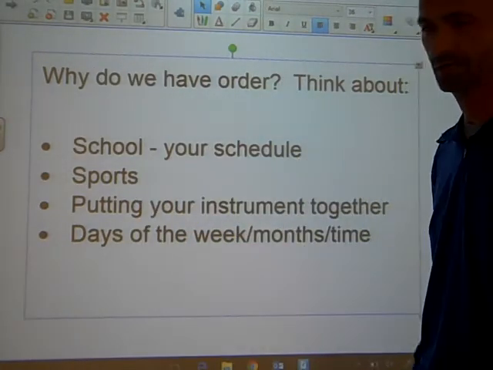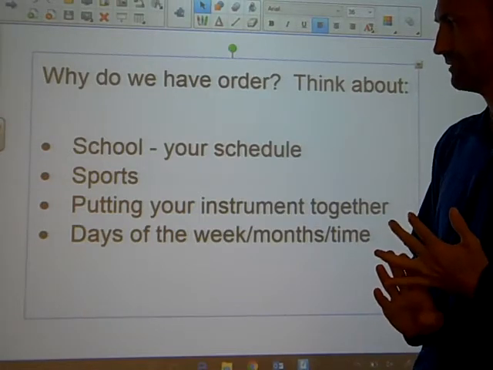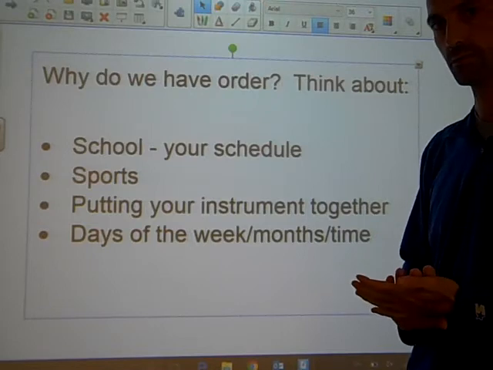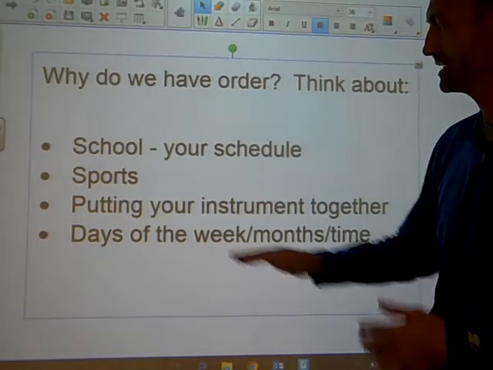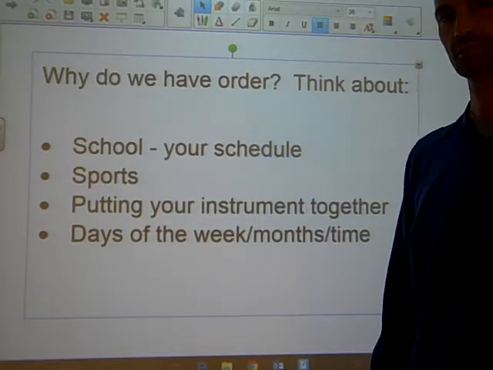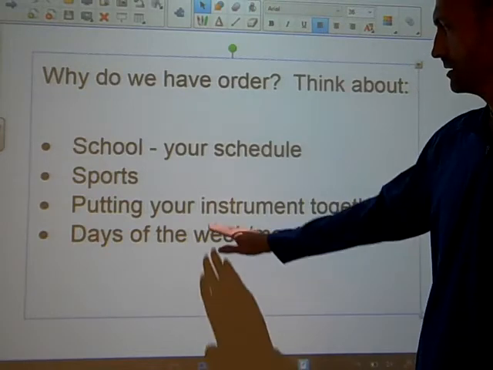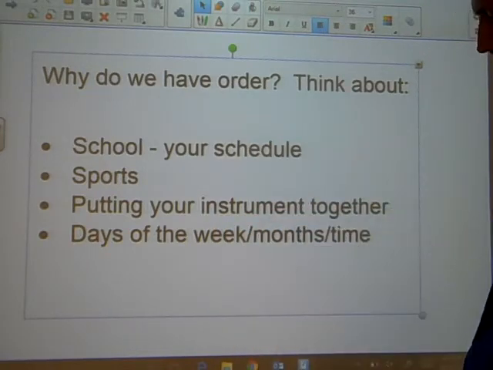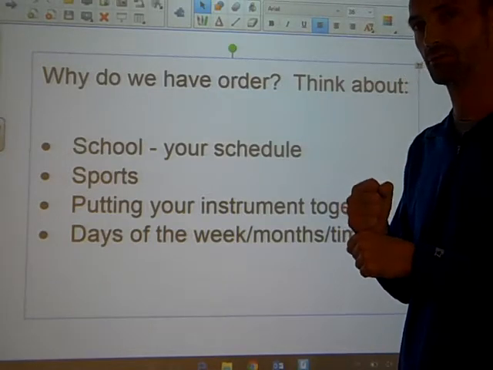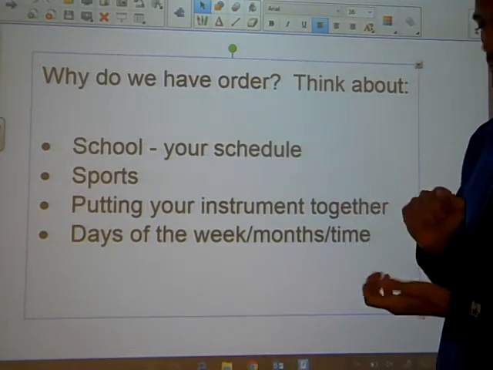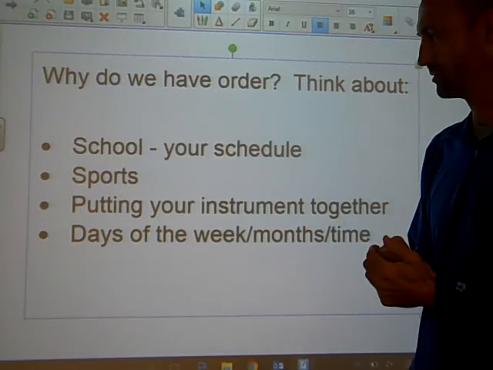Sports, if you're in any kind of sports, especially practice, coaches have athletes doing things in a certain order, or even on the court or the field, things are done in a certain order. Imagine what would happen if they were not done in a certain order. Some of you play an instrument in band, even just something as simple as putting that together in a certain order. Why is that important? What would happen if you didn't put your instrument together in the right order?